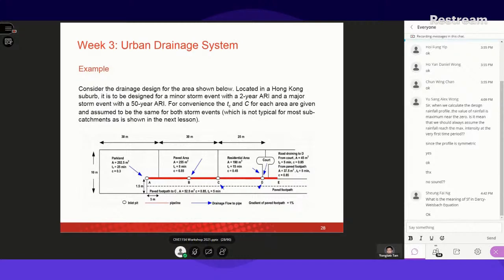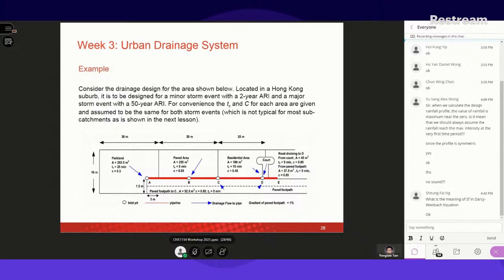For example, the parkland time of concentration is 25 minutes. For the paved area, the time of concentration is 8 minutes, and for the residential area, the time of concentration is 15 minutes. So the times of concentration are given in these examples, but in some cases you need to calculate them.